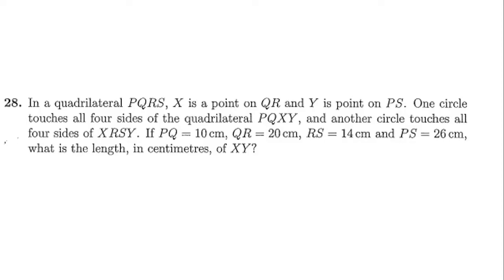Question 28. In a quadrilateral PQRS, X is a point on QR and Y is a point on PS. One circle touches all 4 sides of the quadrilateral PQXY, and another circle touches all 4 sides of XRSY. If PQ is 10, QR is 20, RS is 14, and PS equals 26, what is the length of XY?